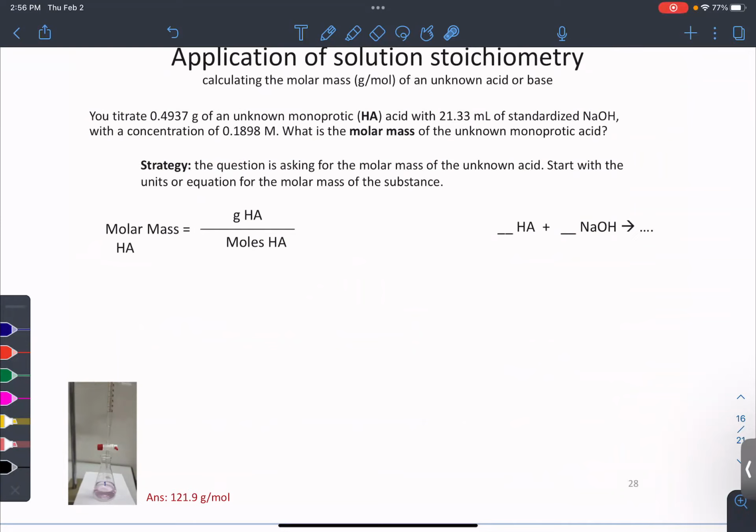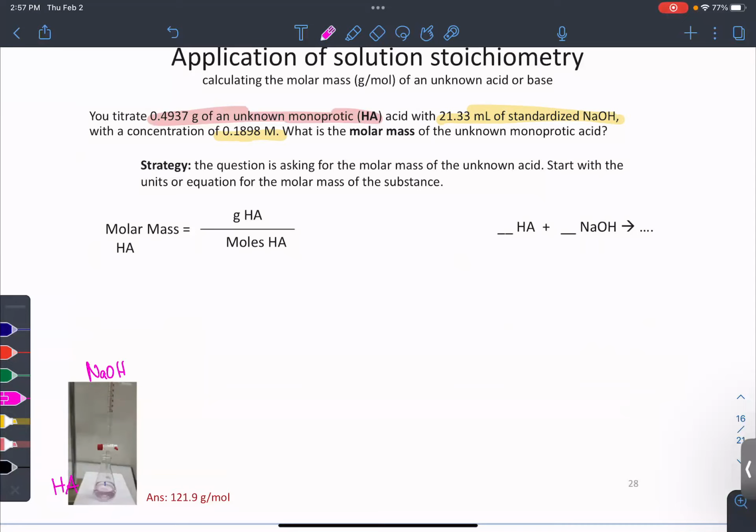So in this example, I tell you that you have this many grams of an acid, some acid HA, that's in your Erlenmeyer, and you titrate with 21 milliliters of sodium hydroxide with this certain concentration. So that's what's in your burette. And I want you to tell me the molar mass of your unknown acid. So I like to just inspect units here. Molar mass has the unit of grams per mole. I want the molar mass of HA, the unknown acid.